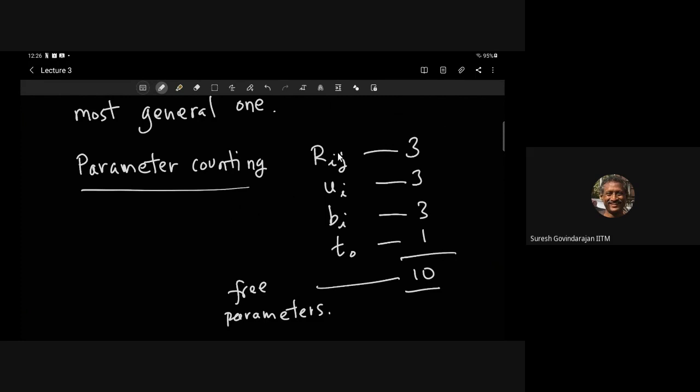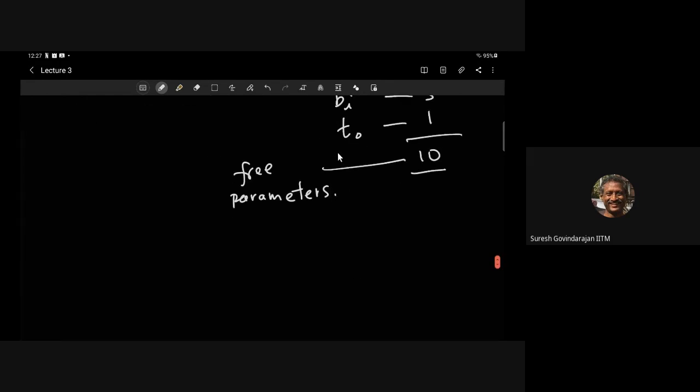So Rij, if it were an arbitrary invertible matrix, would have 9 parameters. But here Rij is special orthogonal. The orthogonality condition is equal to 6 equations. You can check that. So it will remove 6 conditions on 9 free variables, so there are 3 remaining. We will do this counting again, but I just want to get this in.